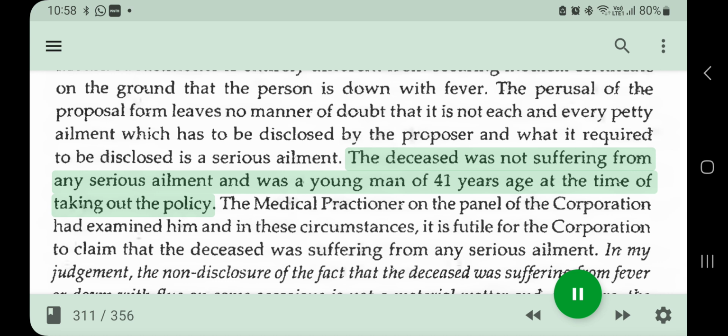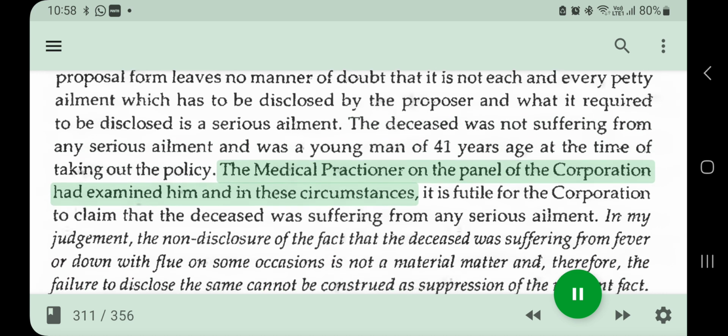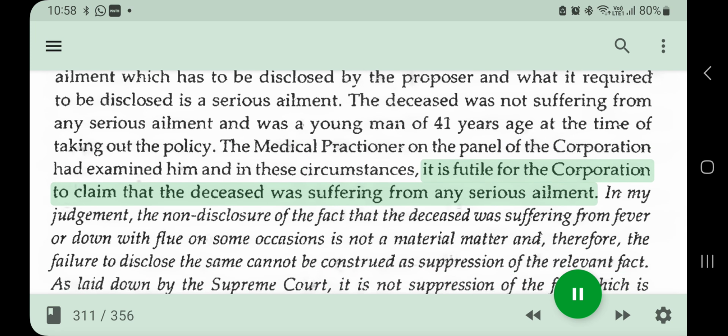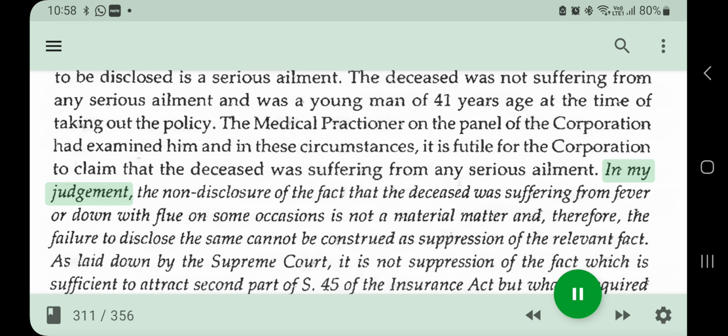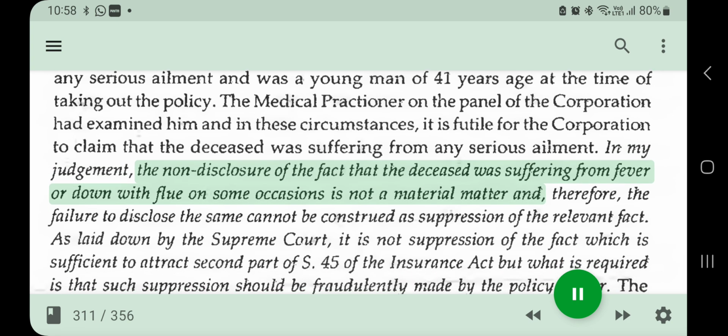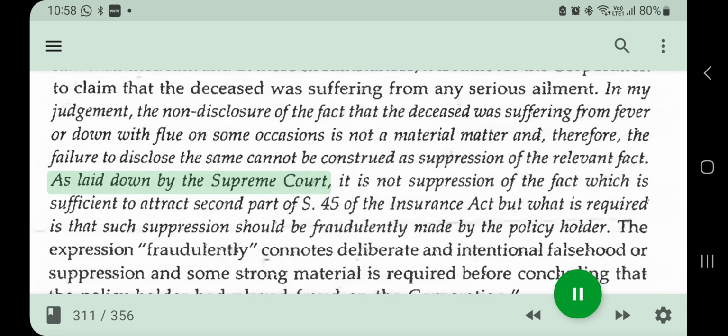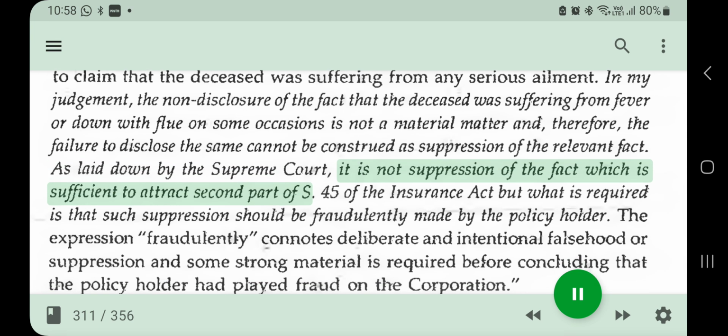The deceased was not suffering from any serious ailment and was a young man of 41 years of age at the time of taking out the policy. The medical practitioner on the panel of the corporation had examined him, and in these circumstances, it is futile for the corporation to claim that the deceased was suffering from any serious ailment. In my judgment, the non-disclosure of the fact that the deceased was suffering from fever or down with flu on some occasions is not a material matter, and, therefore, the failure to disclose the same cannot be construed as suppression of the relevant fact. As laid down by the Supreme Court, it is not suppression of the fact which is sufficient to attract second part of S.